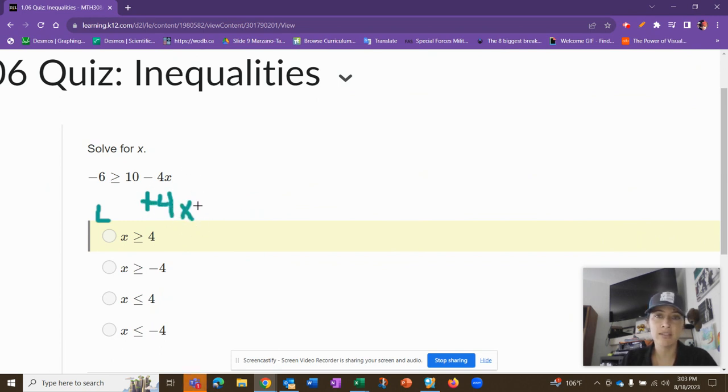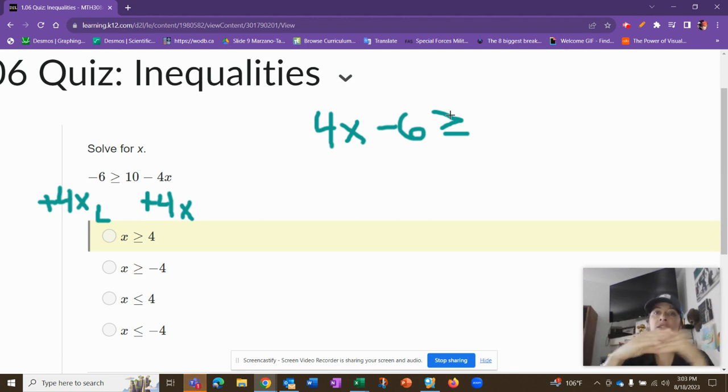I'm just going to bring the variable to the left-hand side. So I'm going to add 4x to both sides. Now I'll have 4x minus 6 is greater than or equal to, because that's how we read the symbol. We read from left to right. If it's the big mouth first, you say is greater than, if the line's underneath, or equal to. Then you have 10. The minus 4 plus 4 cancels, it equals 0.